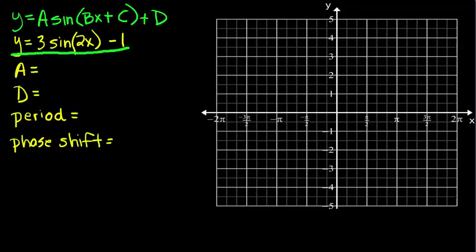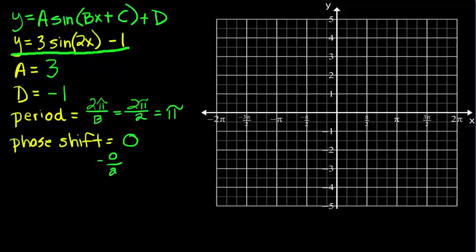In this case, we can see that the amplitude is going to be 3. The vertical shift, that d is -1, so that means our axis will shift down 1. The period is 2 pi over b, but that gives us 2 pi over 2, which is pi. And in this case, we do not have a phase shift because we don't have a c up there. So it would be -0 over 2, which would be 0. So it's not going to move left or right from where we normally do.